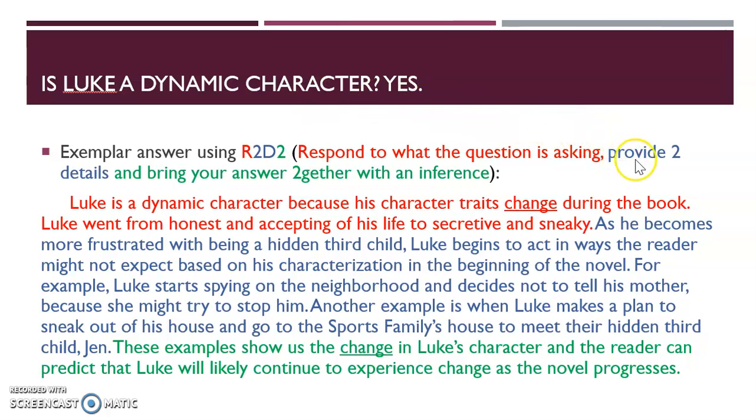Next, we have to provide 2 details. Remember, that can't just be 2 random details from the book. They need to be details that are fully explained and relate to exactly what the question is asking. As he becomes more frustrated with being a hidden third child, Luke begins to act in ways the reader might not expect based on his characterization in the beginning of the novel. For example, Luke starts spying on the neighborhood and decides not to tell his mother because she might try to stop him. Another example is when Luke makes the plan to sneak out of his house and go to the sports family's house to meet their hidden third child, Jen.